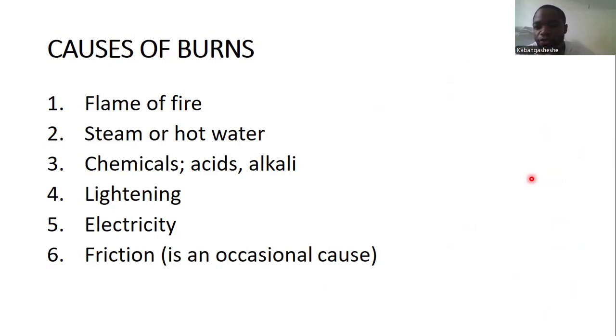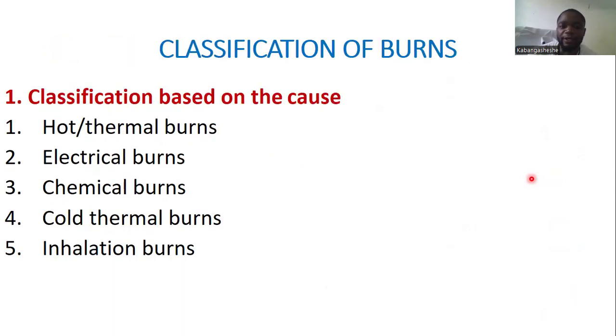Chemicals, mainly corrosive substances such as acids and alkali. Then we have lightning, which is rare but can cause electric burns. Then we also have electricity. This is common, especially where there is faulty wiring, power disruption that causes short circuits and electric shocks. Then we have friction, the body surface, especially the skin, being dragged against a hard surface or a hot surface. So these are the causes of burns.